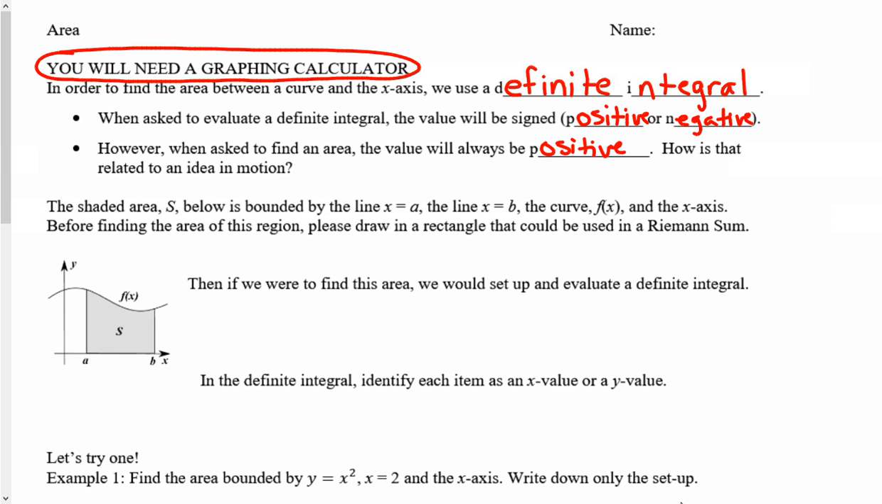And how is that related to an idea in motion? Well, speed is something that is always positive. However, velocity is signed: positive for moving forward, negative for moving backwards.